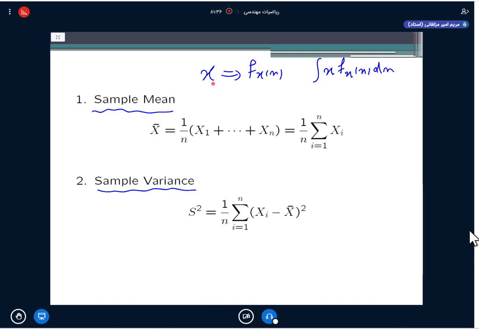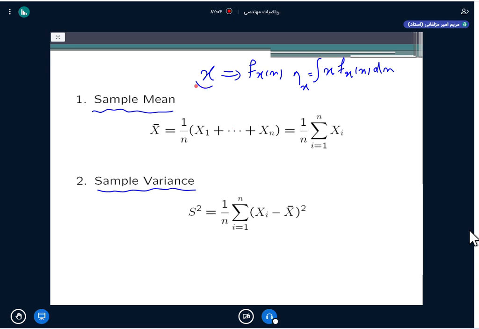Okay, if we have a random variable x and we know the PDF of x, we compute this integral to precisely compute the expectation of x, or mean of x. But in real situations, we usually work with the samples of random variables.